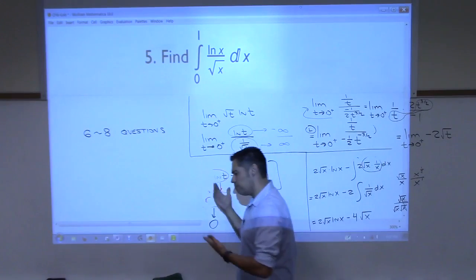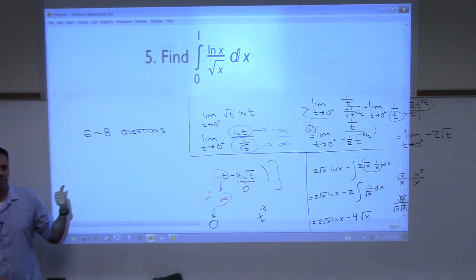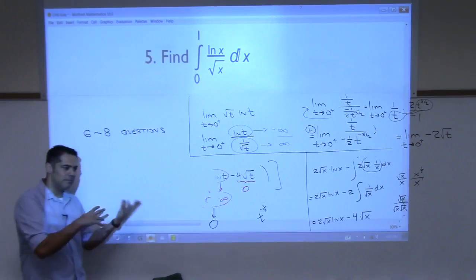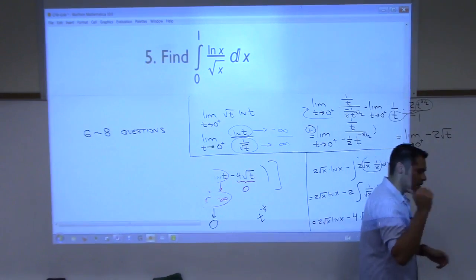Improper integrals. There was one here where we did partial fractions, right? So if I wanted to knock out a certain type of partial fraction problem, I could do that in an improper integral.